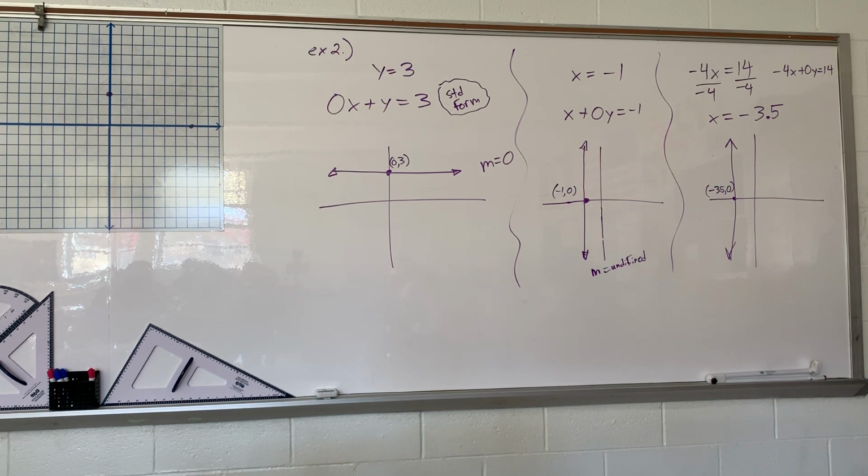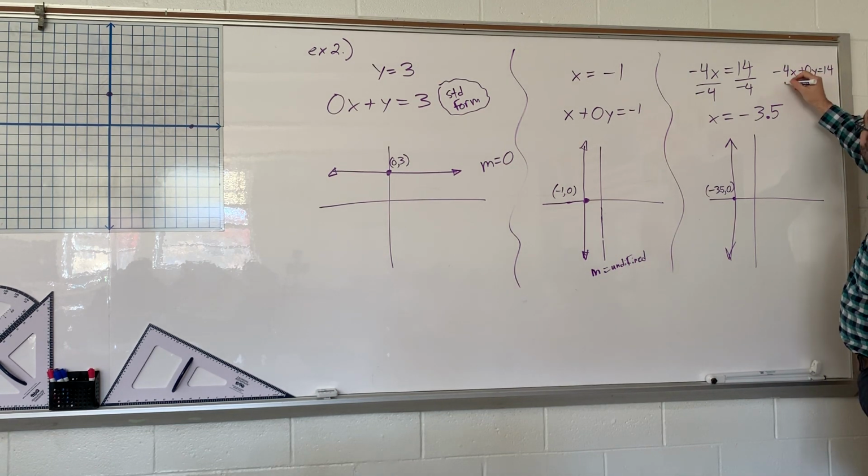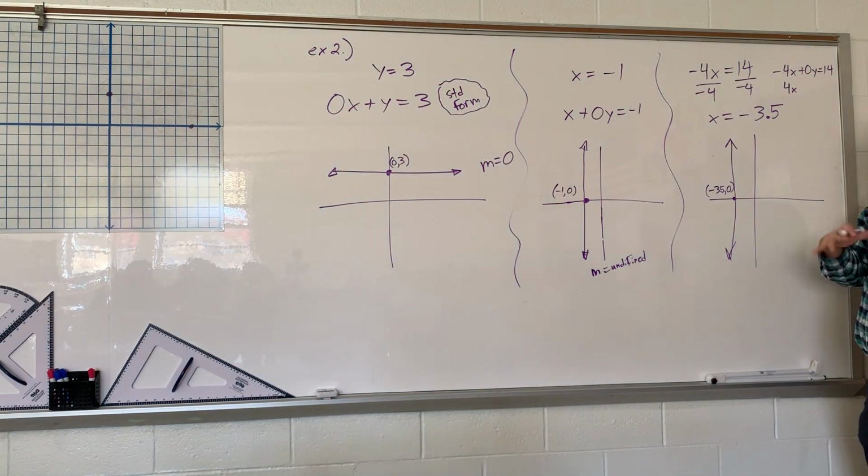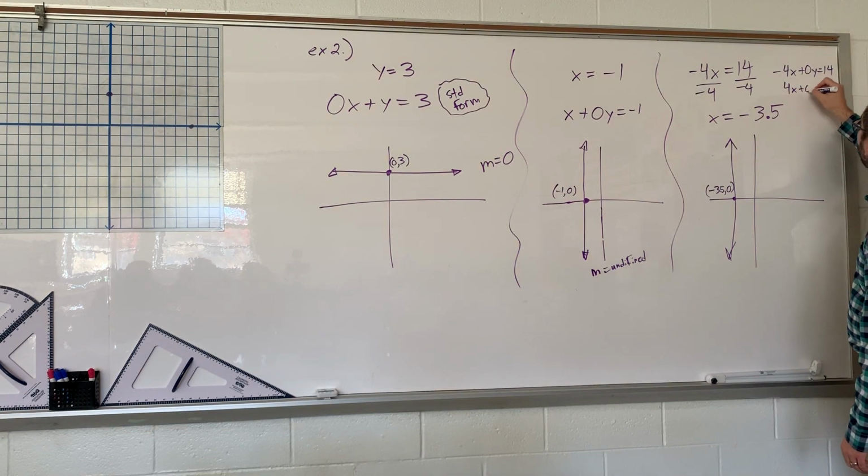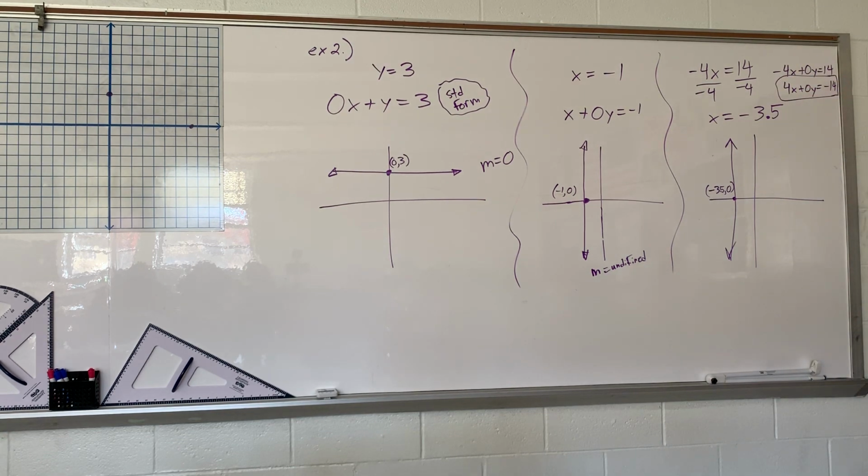How do I change -4 to +4? Divide by -1 or multiply by -1. So I'm just going to multiply everything by -1. This becomes +4x. Well, 0 is neither positive nor negative, so it just stays as 0y. And this becomes -14. That's my equation. I multiplied everything by -1, or you can just change everything's sign. If you change one sign, you have to change all the signs.